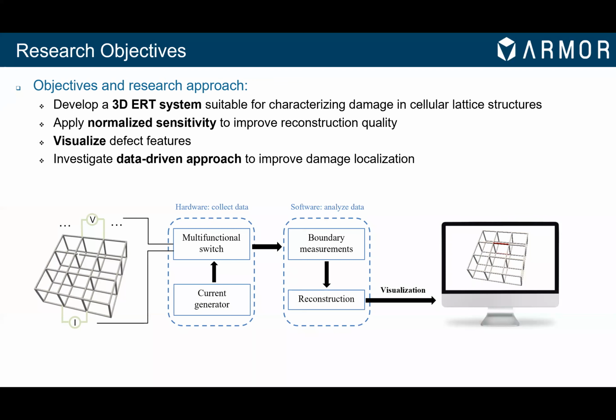So the goal, as you can imagine, is with these 3D cellular lattice structures, you can easily apply boundary electrodes to existing parts or even parts that are being manufactured and be able to interrogate them, obtain those corresponding measurements to quickly visualize where damages may have occurred.